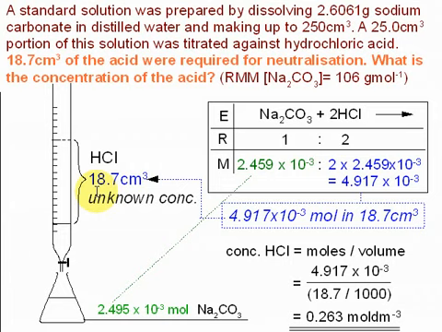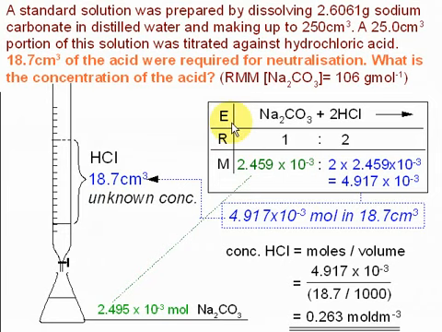Okay, so let's review what we've got. What we've got is a certain amount of sodium carbonate, and then we've got a volume of hydrochloric acid, but we don't know the concentration of the hydrochloric acid. So the way that we need to think here is that we've got an amount of sodium carbonate, and we need to work out the amount of hydrochloric acid which it will have reacted with.